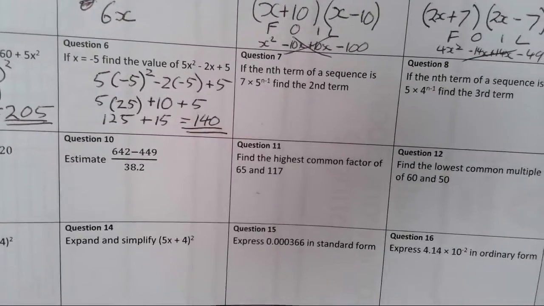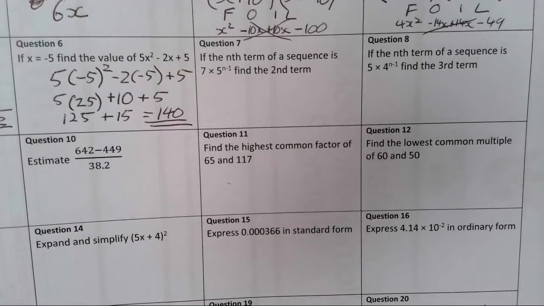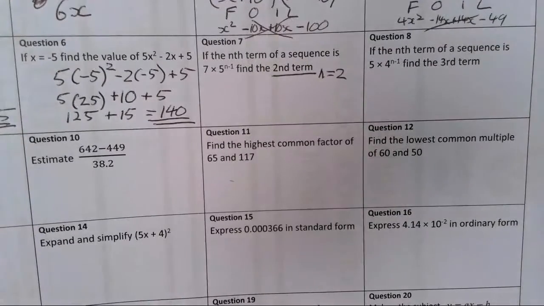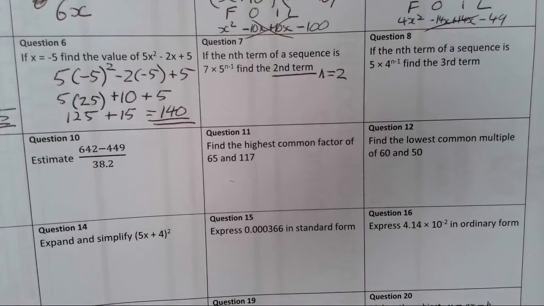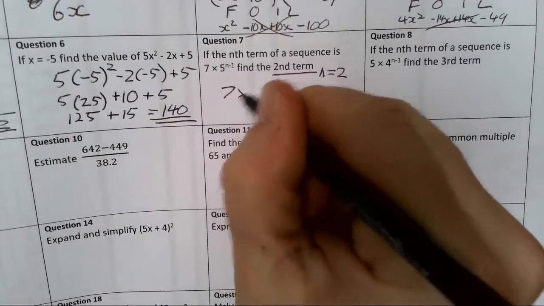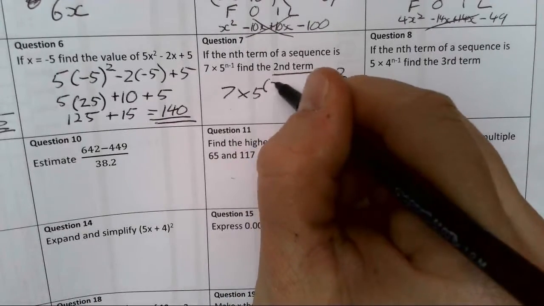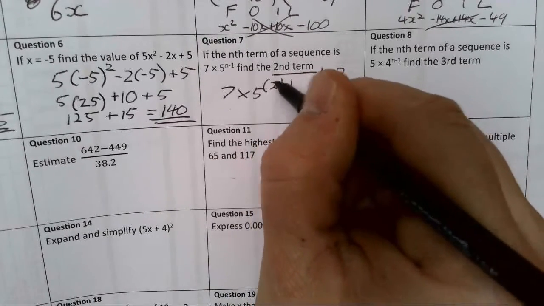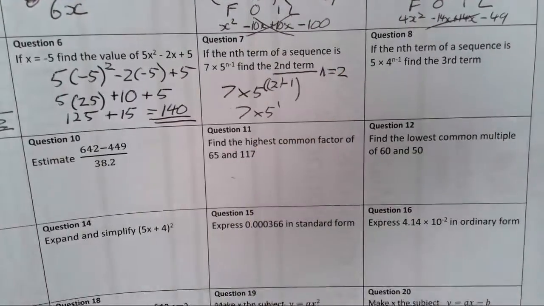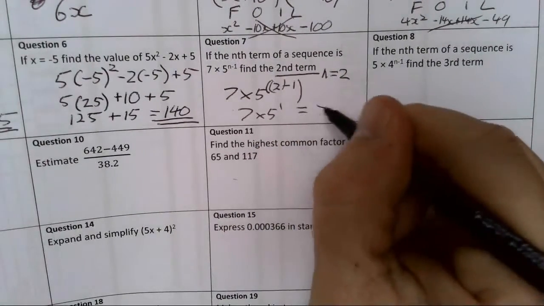Question 7. If the nth term of a sequence is 7 times 5 to the n minus 1, find the second term. The second term is when n equals 2, and so all I'm going to do is just substitute n equals 2 into that. The term number is what n is. So I've got 7 times 5 to the 2 minus 1. So it's just 7 times 5 to the 1, or just 7 times 5, which is 35.